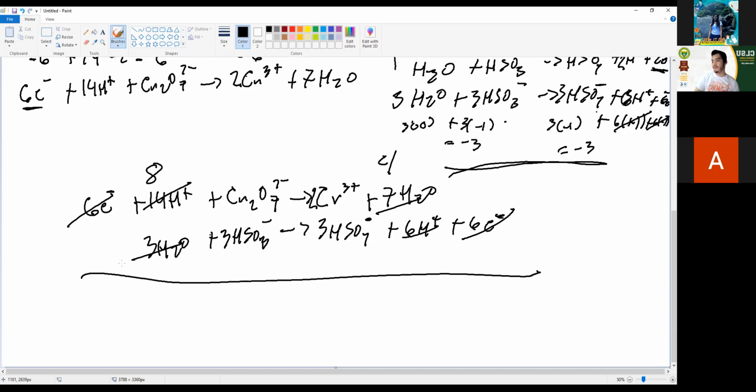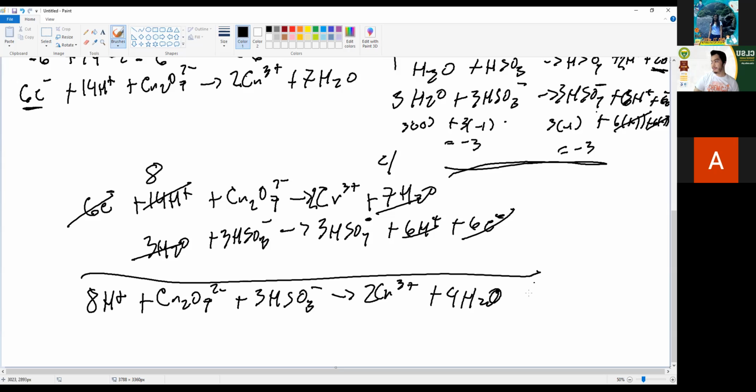So adding the both sides, so you have 8H plus Cr2O7 2 negative plus 3HSO3 negative will yield 2Cr3 plus plus 4 water plus 3HSO4 negative. Ayan, yan na yun. Yan na yung balance reaction natin.